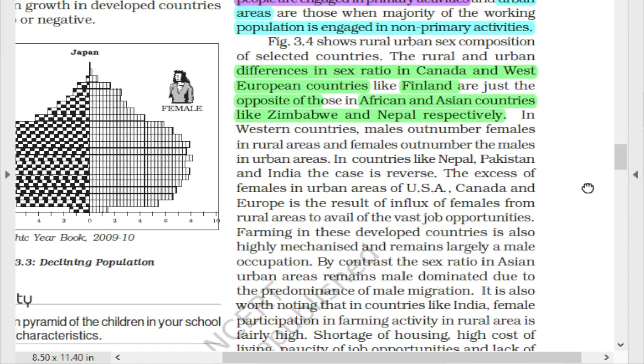क्या हो रहा है, it shows the rural urban sex composition of selected countries. The rural and urban differences in the sex ratio in Canada and West European countries like Finland are just the opposite of those African and Asian countries like Zimbabwe and Nepal respectively.